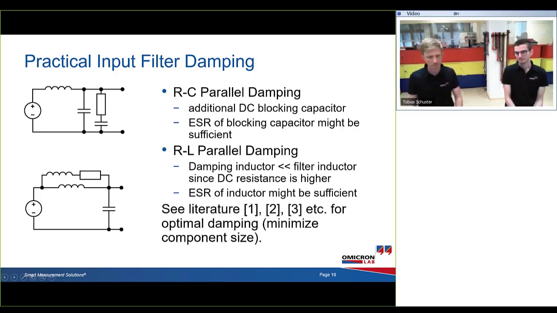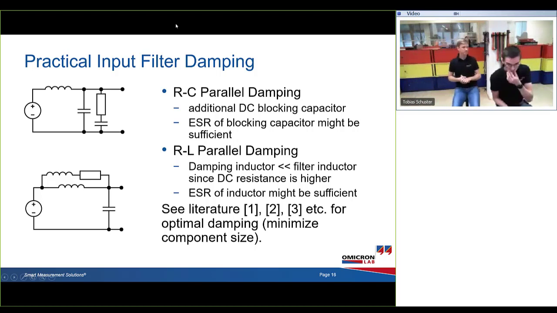There are several approaches to that. A lot of literature talks about optimal damping, how to minimize the size of the damping components. At the end of this presentation, you will see some references where you can look up some literature on optimal damping. So that's basically the theory behind the input filter stability problem, and Tobias is now going to present how you can use the Bode 100 to measure input impedance of a DC-DC converter.